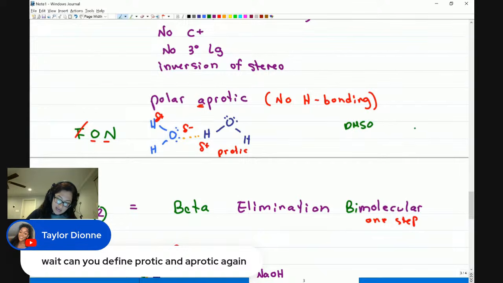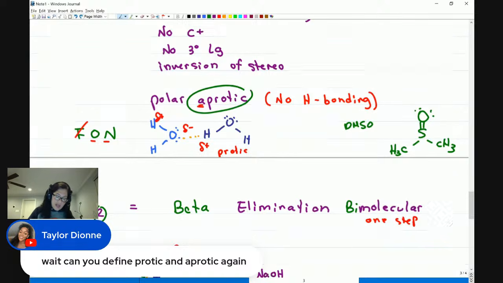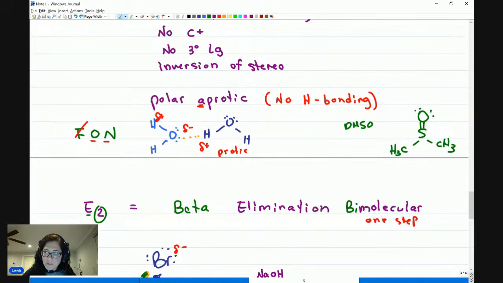DMSO stands for dimethyl sulfoxide. So it's a sulfonyl, sulfur and oxygen double bonded, with 2 methyl groups. There is a bond between sulfur and oxygen, but there's no hydrogen. Hydrogen is only on carbon, and carbon to hydrogen is not polar. Therefore, there is no capability of hydrogen bonding. Aprotic solvent. Very good question. Let me know if that's clear.